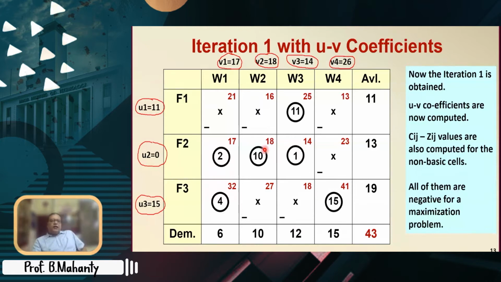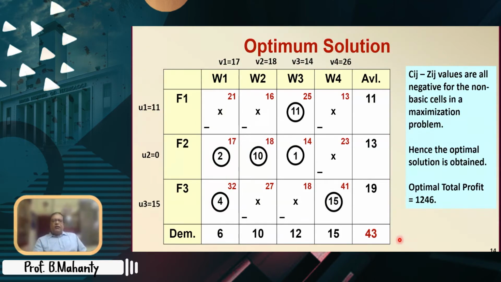So what we find is that all the 1, 2, 3, 4, 5, 6 non-basic cells are returning negative Cij minus Zij value. And this is a maximization problem. So therefore, we can say that this table is also our optimal table and this is our optimal solution. All right, so this is how the optimal solution could be obtained. We are fortunate that we did not have to do many iterations. The basic feasible solution returned by the Vogel's method is also optimal.